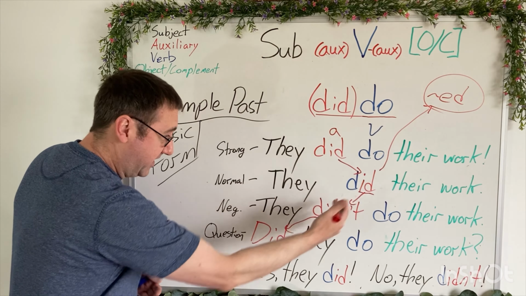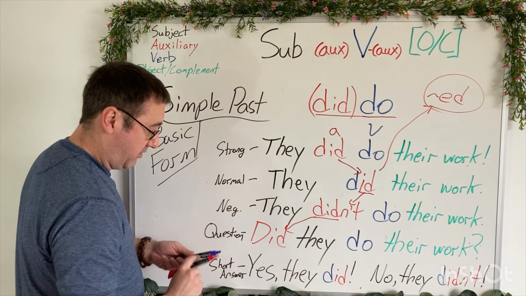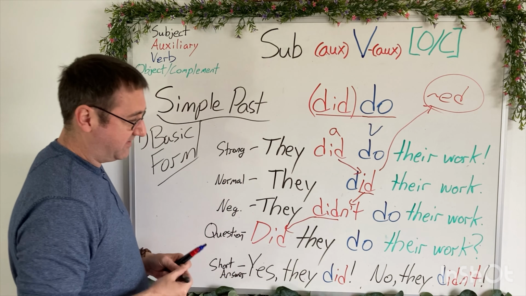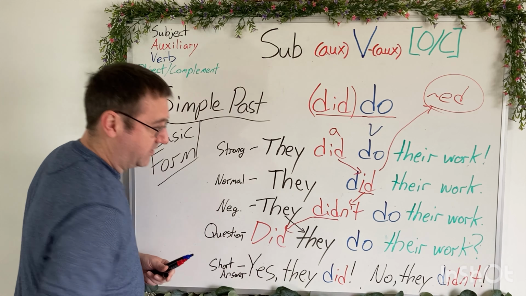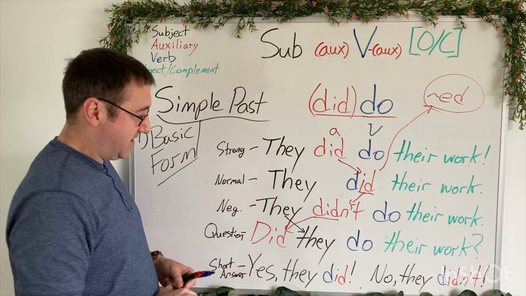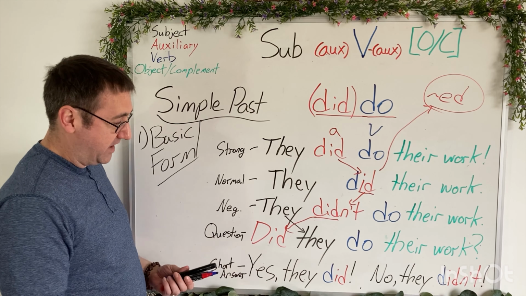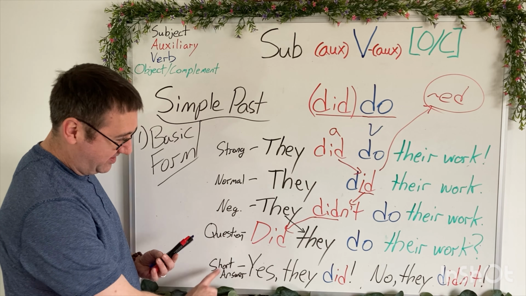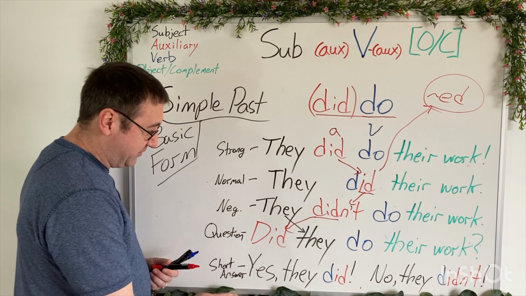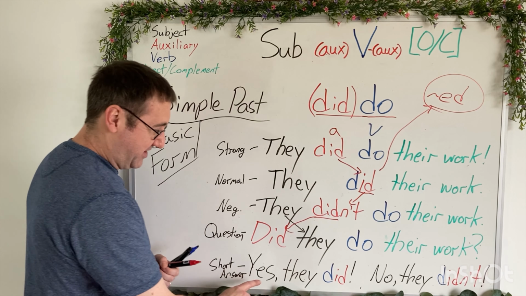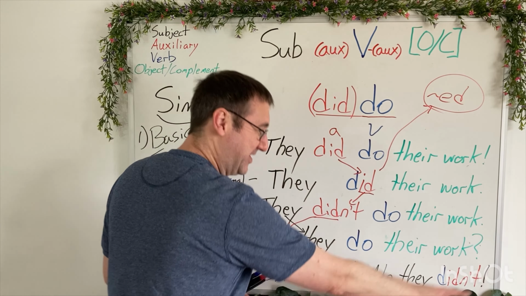Okay, and you're just moving it through, around, and in this case, you switch it with the subject of the sentence, right? And so now we can have, did they do their work? To create the question. And then of course, we also use the auxiliary to create the short answers, the yes they did, no they didn't.